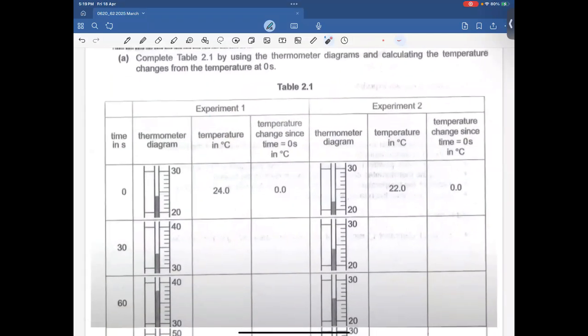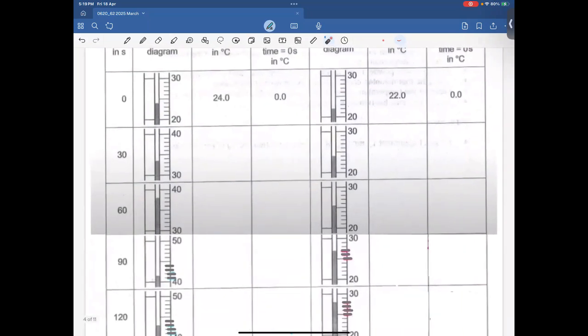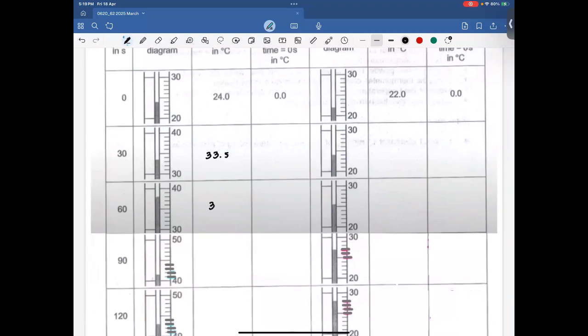Oh my goodness. Complete table 2.1 by using the thermometer diagram and calculating the temperature changes from the temperature at 0. So this is your initial temperature. We will subtract all the temperatures we write here from this initial temperature, and then the temperature changes will come here. So the examiner has given us, above 30, if you can see, 31, 32, 33 and this is 33.5. In this we have 38.0. The way the examiner has taken 0.0 here, exactly I will take 0.0 here too. It is 38, but I'm going to write 38.0.